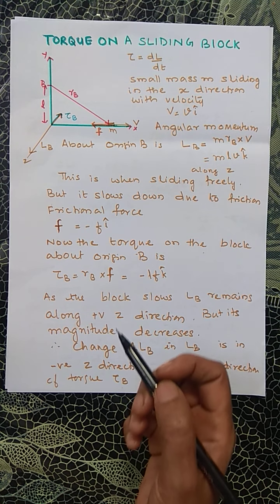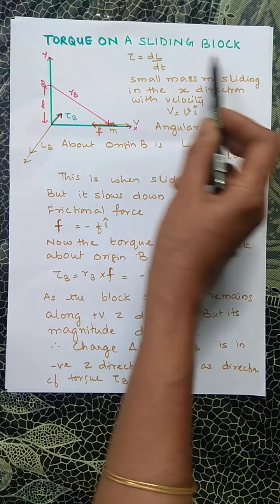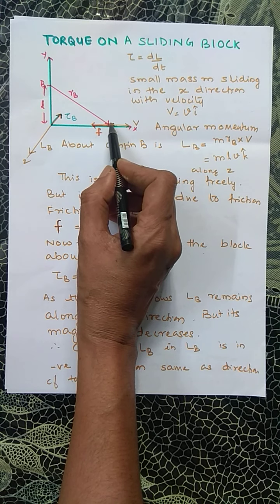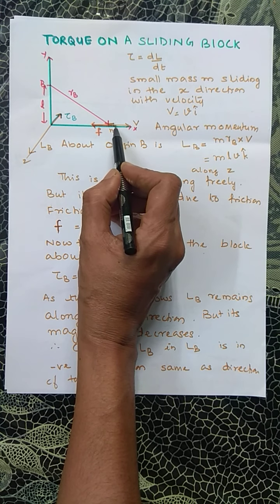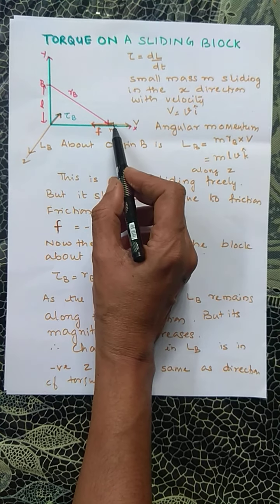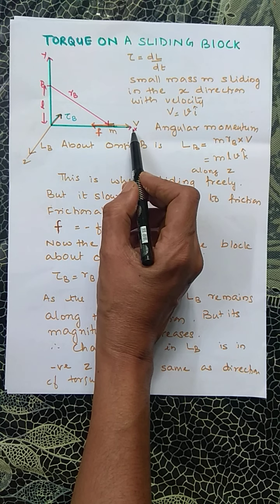Last class we have been discussing torque. Now we are going to discuss torque on a sliding block. Let us consider a small block of mass m. It is sliding along the positive x direction.